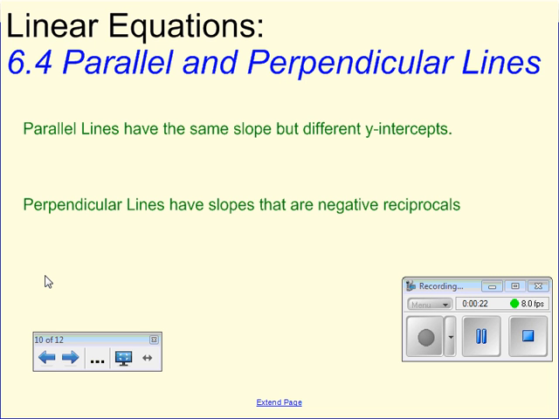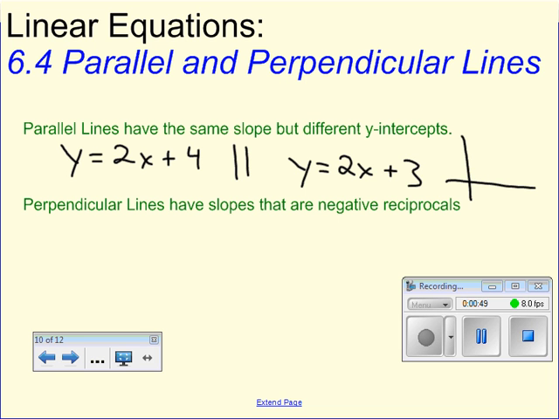So usually we'll see them have an equation, let's say like y equals 2x plus 4. So a parallel line will have an equation like y equals 2x plus 3. Different y-intercepts, but they have the same slope. So that means they have the same rise over run. On an axis, we see them going like this, parallel to each other, like a pair of train tracks. So these are parallel lines.